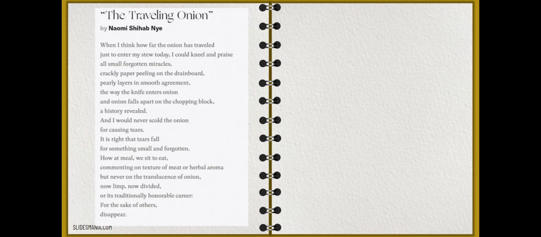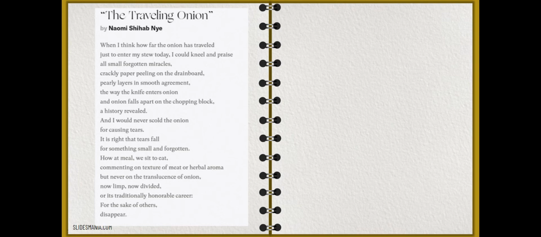So I'm going to read just a few of these first lines, and I want you to be thinking about what is the mood or the feeling that this poet is creating. Let's begin. "When I think how far the onion has traveled just to enter my stew today, I could kneel and praise all small forgotten miracles."